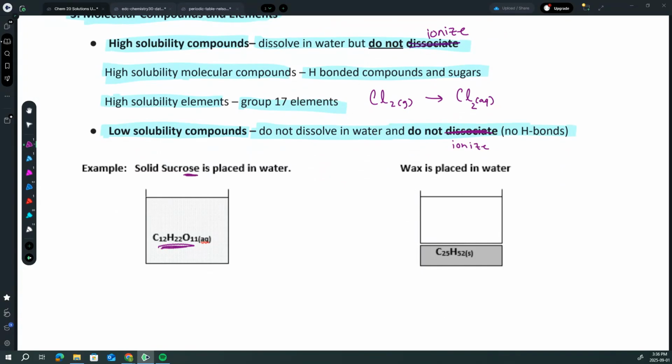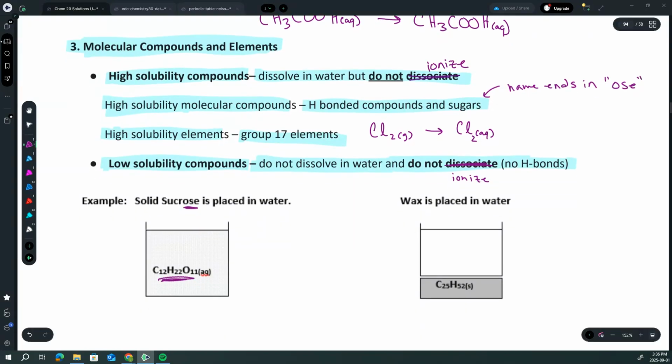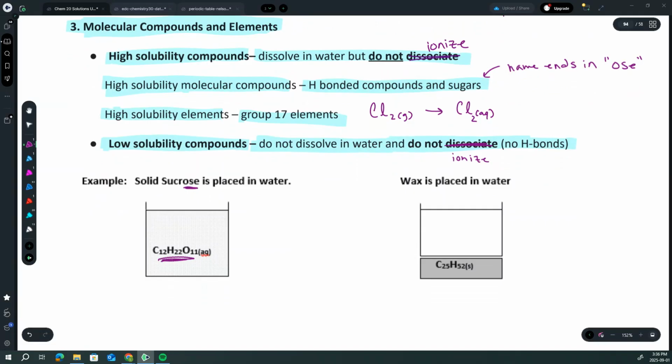So, for example, we have sucrose. If it ends in OSE, that's how you know it's a sugar. Maybe we should write that down. Name ends in OSE. Okay. So solid sucrose is placed in water. Since it is a sugar, it does have high solubility, but because it's not an acid, it's not going to ionize.